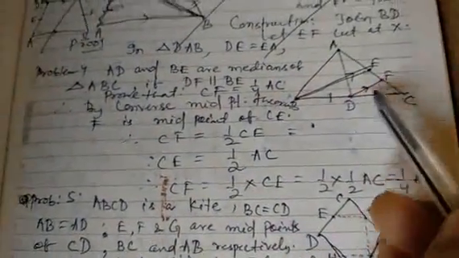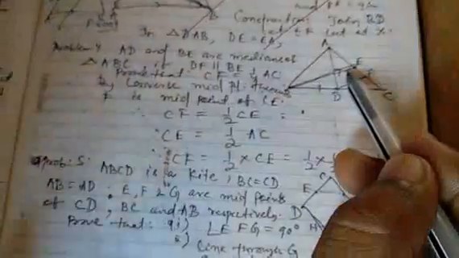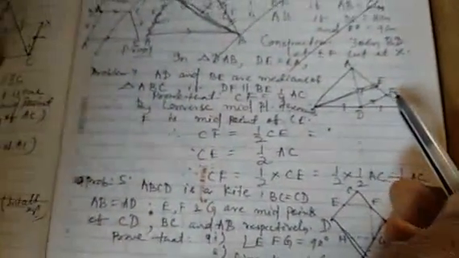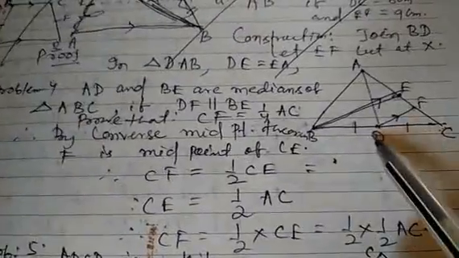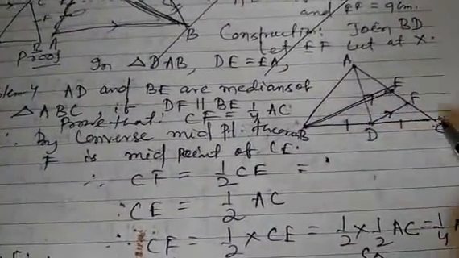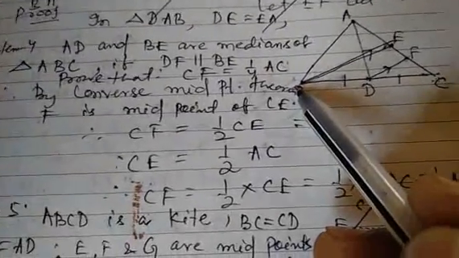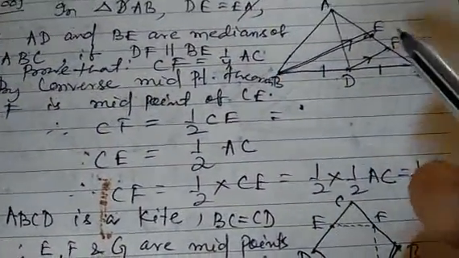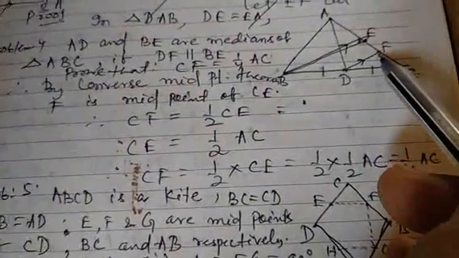DF, this line, is parallel to BE given in the question. Therefore, by converse midpoint theorem, we can tell F is midpoint of EC. Try to understand? D is midpoint of BC. DF is parallel to BE. Therefore, by converse midpoint theorem, F is midpoint of CE, or CF is equal to EF.